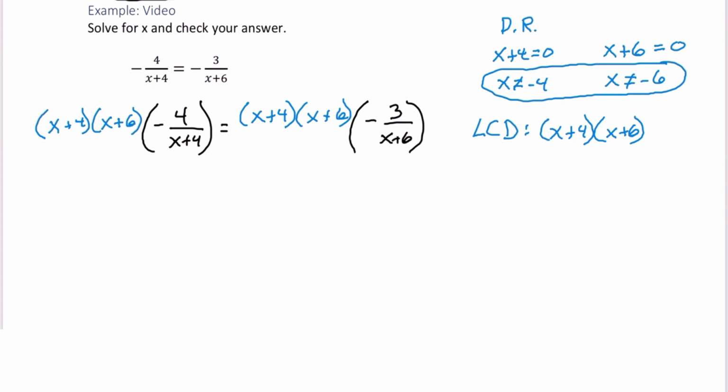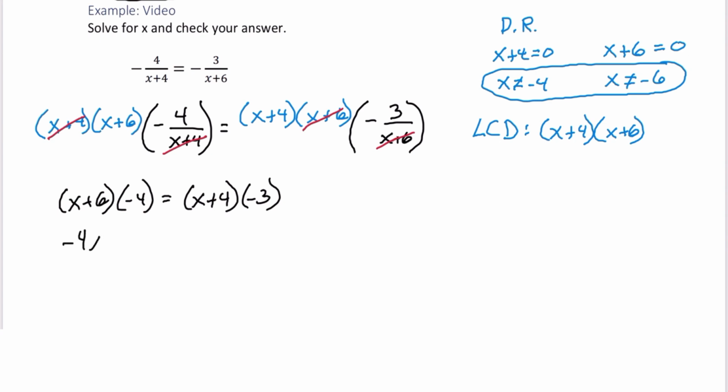From here, we'll go through and see if anything reduces. Look at the numerator and denominator and see if anything will cancel out. x plus 4 occurs in the top and the bottom on the left side, and on the right side, x plus 6 we can reduce. So we're left with x plus 6 times negative 4 equals x plus 4 times negative 3. Distribute to remove the parentheses. Negative 4x minus 24 is equal to negative 3x minus 12.